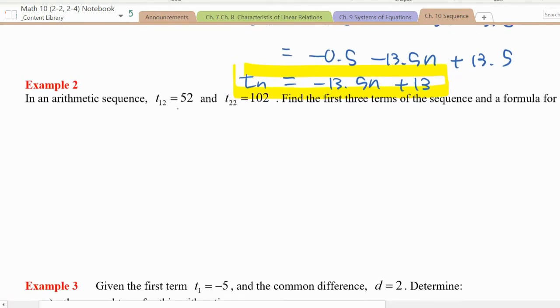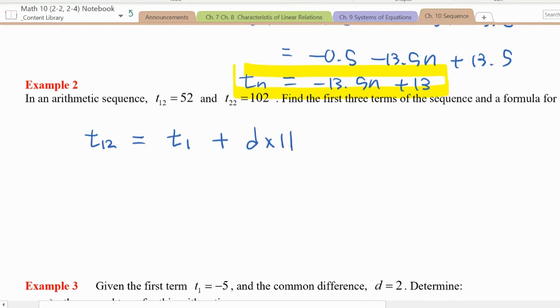So here we have the 12th term and the 22nd term. Find the first three terms of the sequence. Using this, we're going to find T1, the first term, and the common difference. So T12, let's use the formula. T12 is T1 plus the common difference times 11.